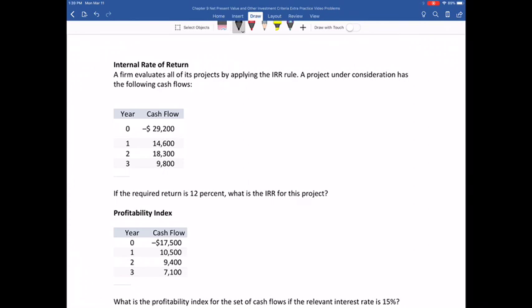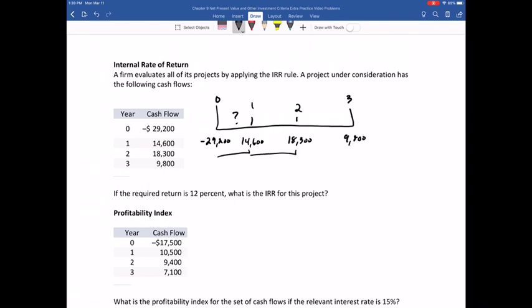So again, here we have a project. This is a 3-year project. Our required rate of return is 12%. What is the internal rate of return on this project? Once again, a timeline could prove to be very beneficial. So in year 0, I have a cash outflow of $29,200. In year 1, a cash inflow of $14,600. Year 2, $18,300. And in year 3, $9,800. What we are now solving for is what is the discount rate that would force the net present value equal to 0 on this project's cash flows.